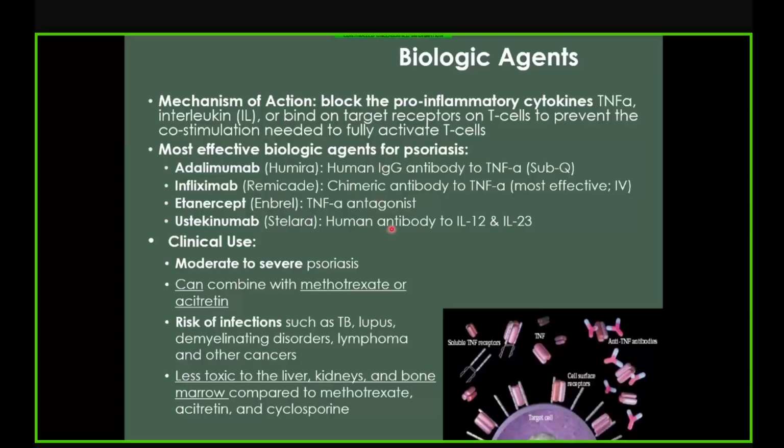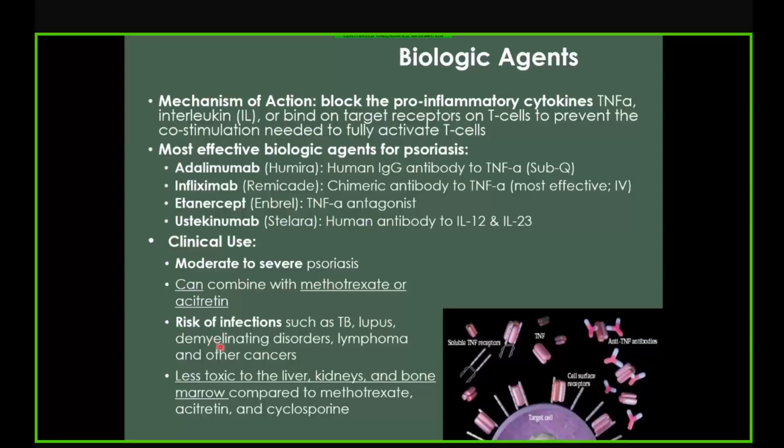We'll get more into these when we talk about arthritis as well. You see that these are injections that people are given. Your infliximab is IV, and it is the most effective one that we have. They do come into clinic to receive this treatment. For moderate to severe psoriasis, I can add it with my acitretin or my methotrexate if I needed to supplement. This is going to be more so for your severe patients.